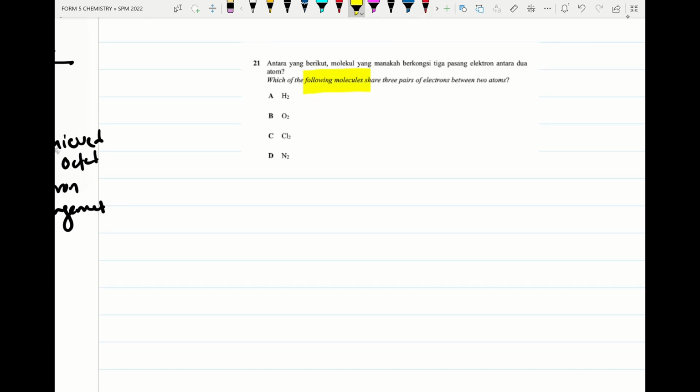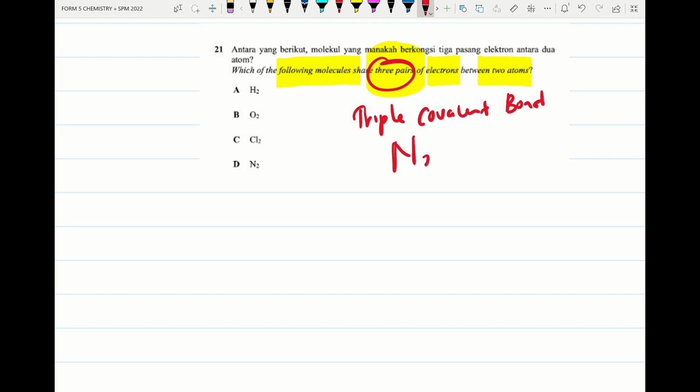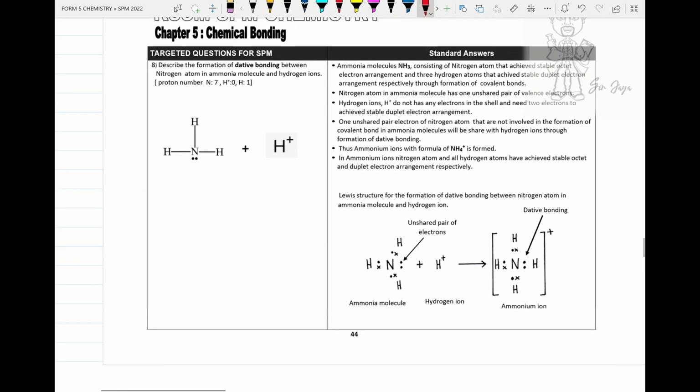Which of the following molecules share 3 pairs of electrons between 2 atoms? So the 3 pairs of electrons stand for the triple. So please remember triple covalent bond. The triple covalent bond can be seen in nitrogen atoms. So the answer will be D. All right. So we move on to the next type of bonding.